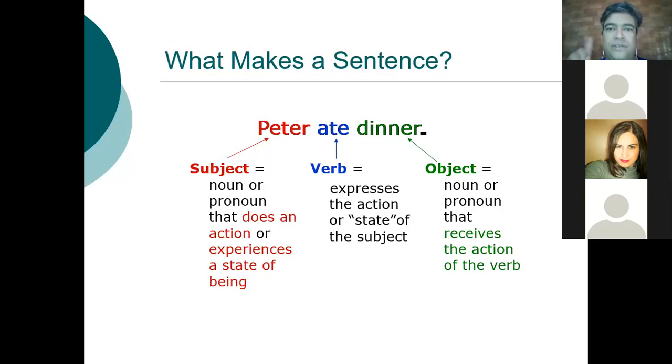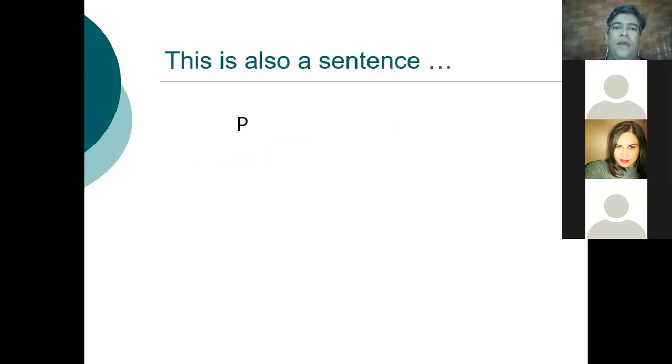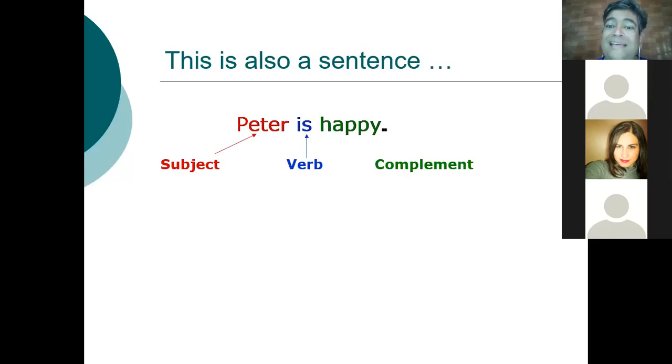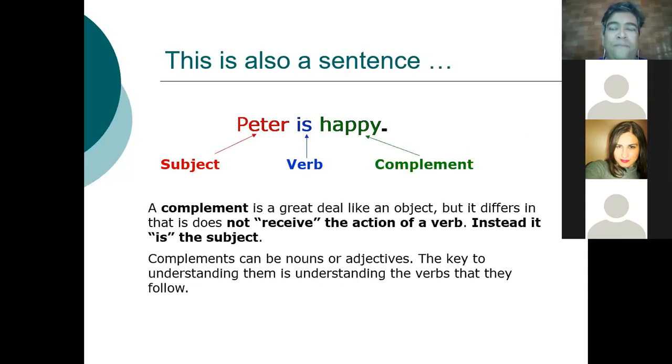Let's consider this next example. This is also a sentence. "Peter is happy." You understand? Peter is the subject, "is" is the verb. And what about "happy"? "Happy" is the complement. So here I clarified this.